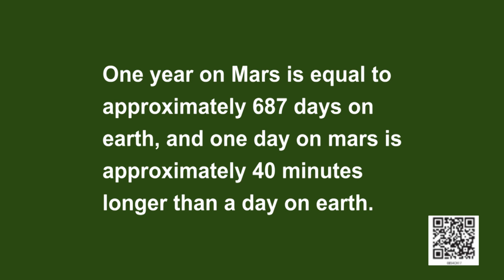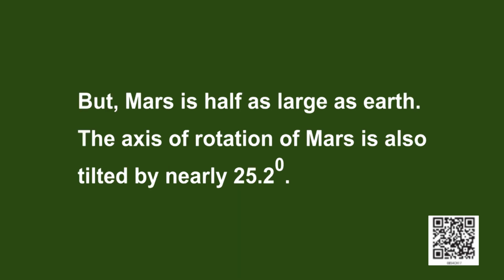Also, Mars takes nearly 40 minutes more to rotate about its axis. But Mars is only nearly half as large as Earth. The axis of rotation of Mars is also tilted by approximately 25 degrees. Does this mean there are solstices and equinoxes on Mars also? Think about this.